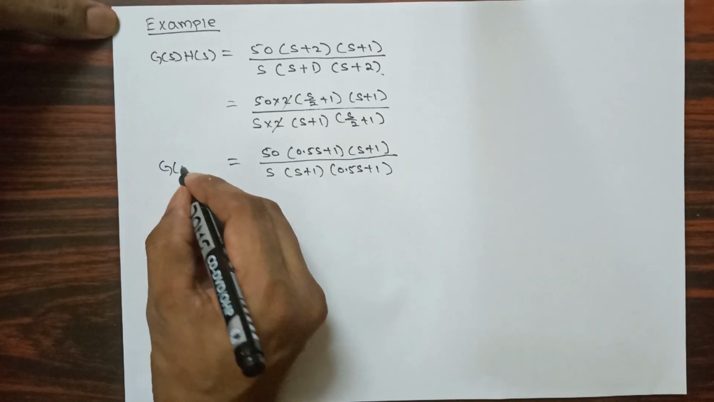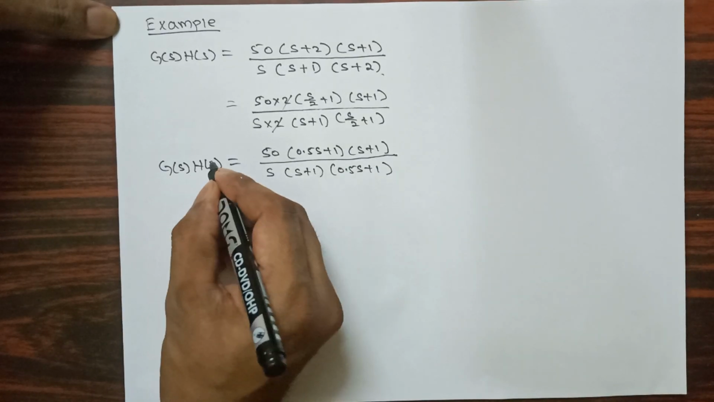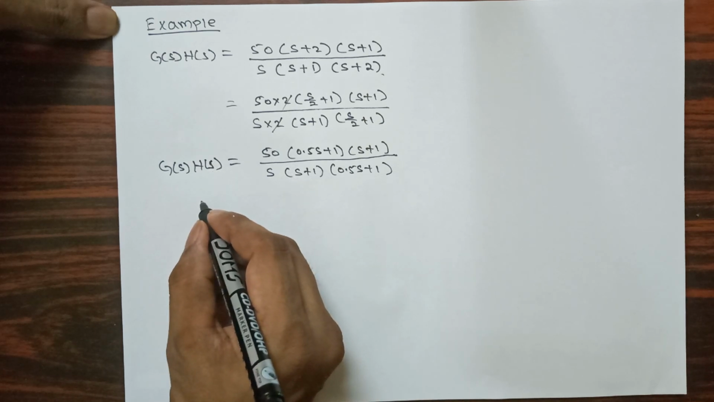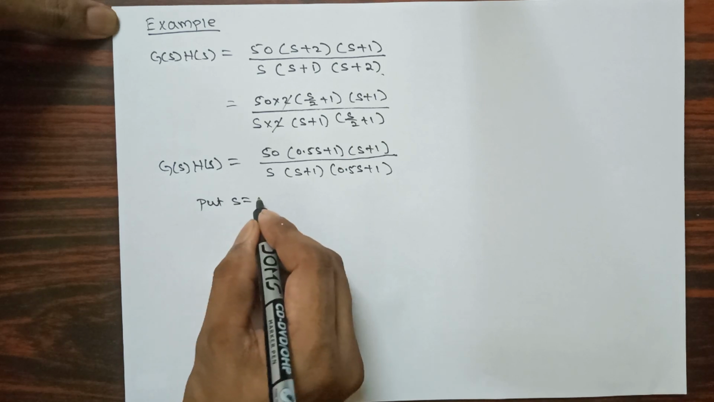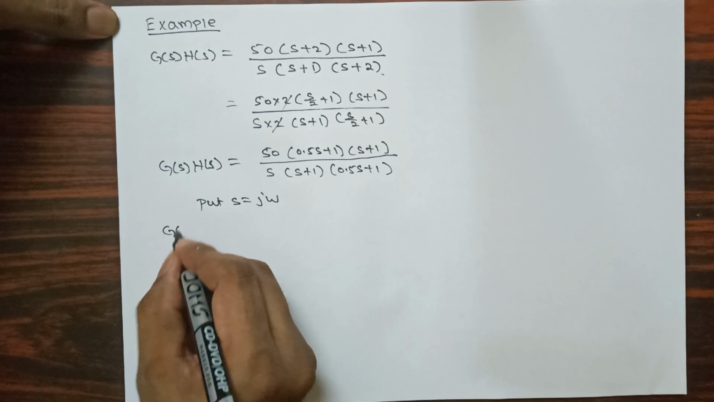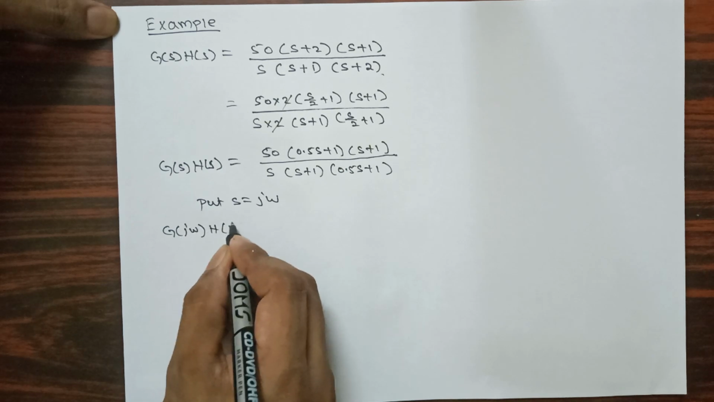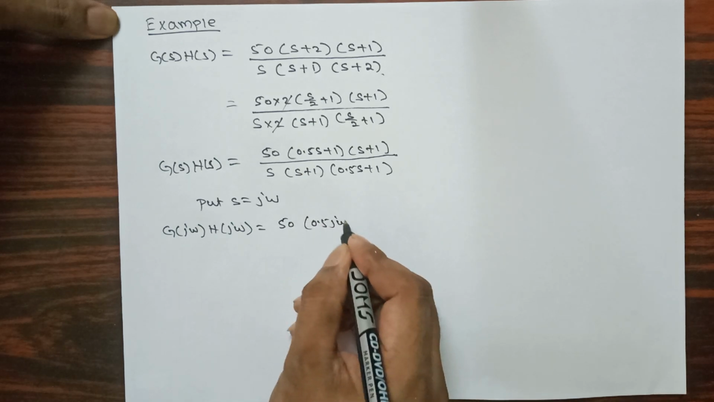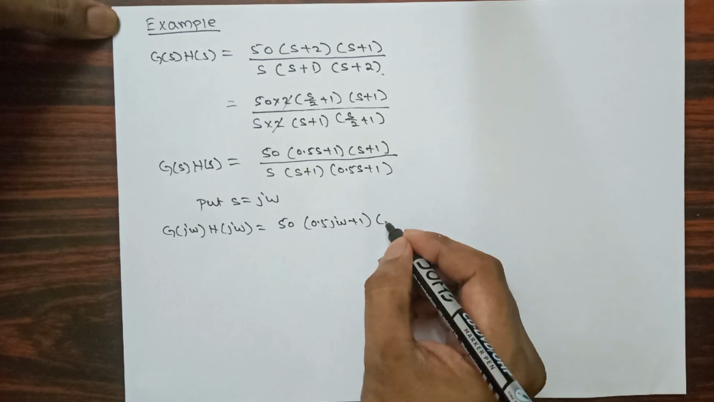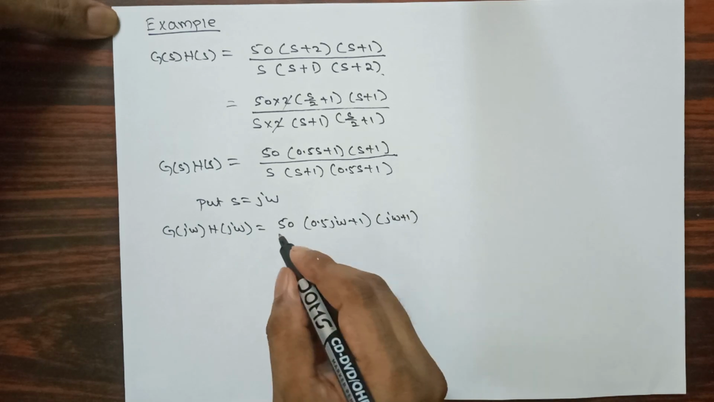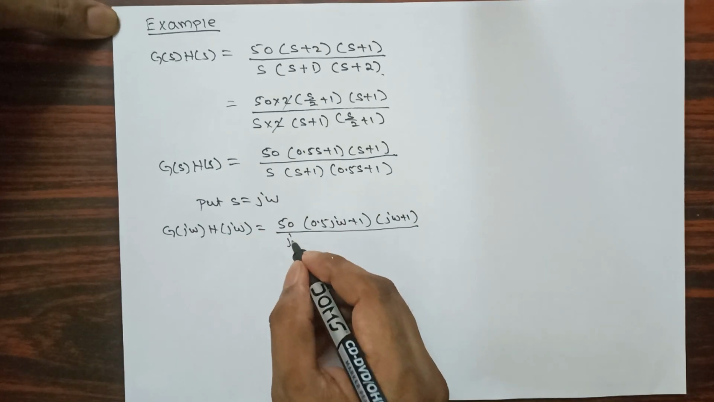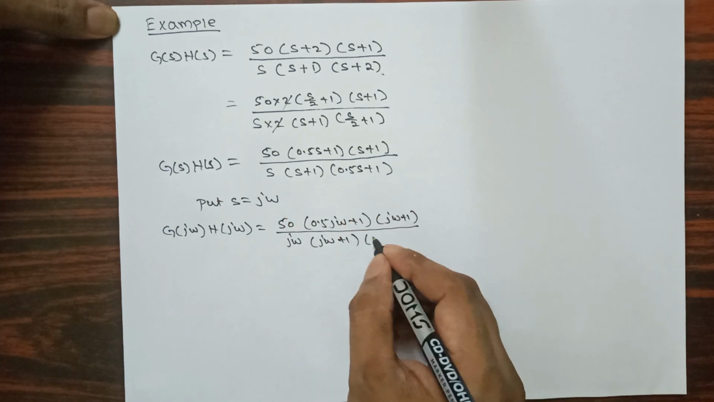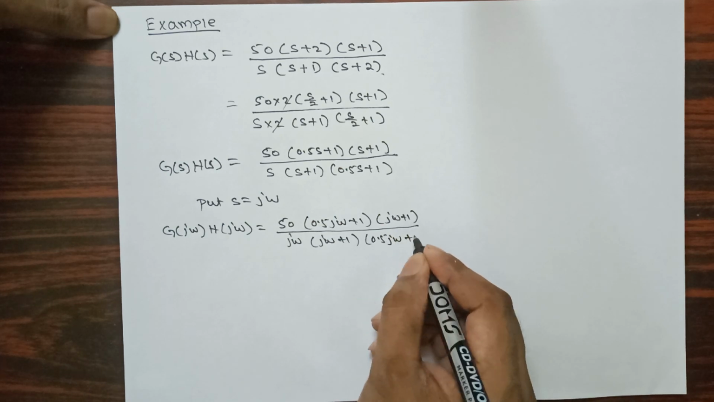So now this open loop transfer function is in standard form. Now the next step to calculate initial gain, we know that we are going to substitute s equal to j omega. Put s equal to j omega, then G(j omega) H(j omega) is equivalent to 50 into (0.5 j omega plus 1) into (j omega plus 1) whole divided by j omega into (j omega plus 1) into (0.5 j omega plus 1).